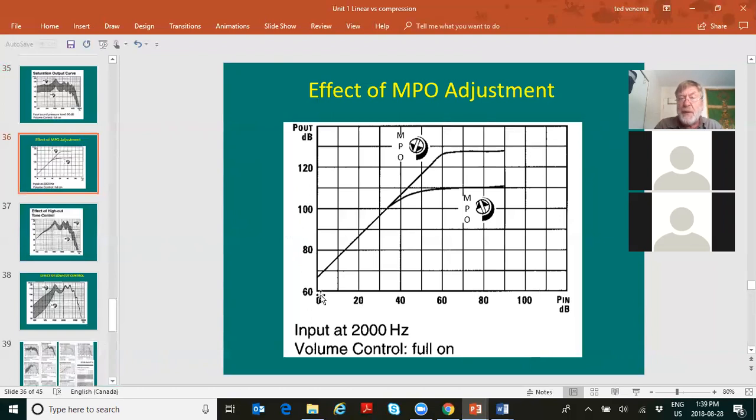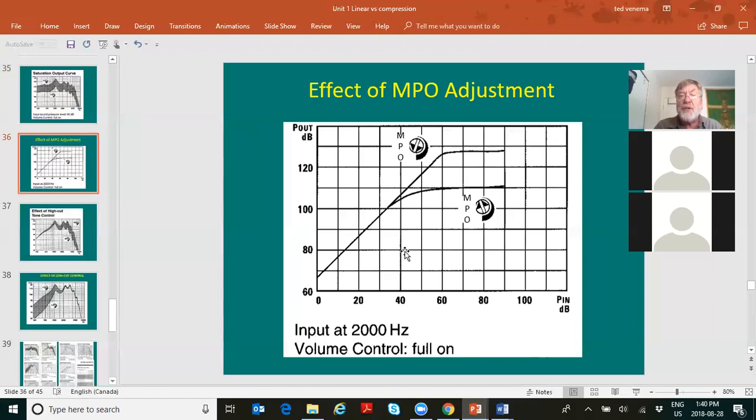Every single decibel of increased input results in a similar increase in output. So my gain is constant. In this case, it happens to be 67. So it's 67 for a 0 input, 67 for a 10 input, 67 for a 20 input, 67 for a 30.